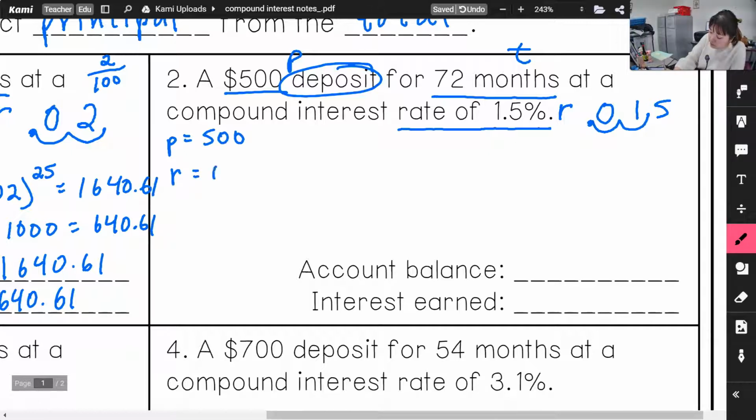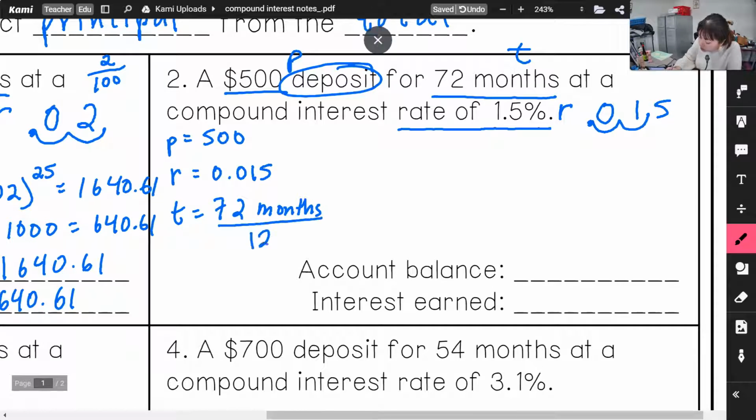R is 0.015, and T is 72 months. But can we leave it like this? No, we cannot, because our time has to be in years. So when we get months like this, we are going to take that divided by 12. 72 divided by 12 gives you 6. So that's the time that we actually have to use in the formula.